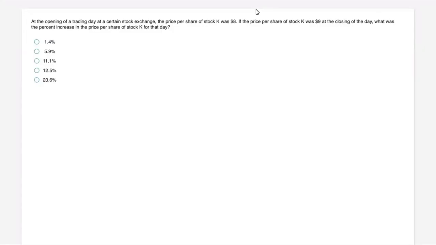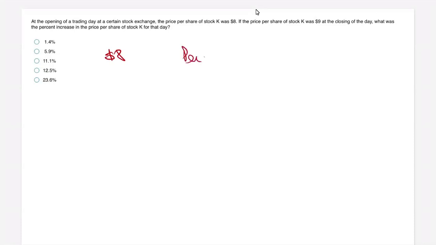Let's do it. At the opening of trading day at a certain stock exchange, the price per share of stock K was 8. There's someone with a microphone opened. If the price per share of stock K was 9 at the closing price of the day, what was the percent increase in the price?